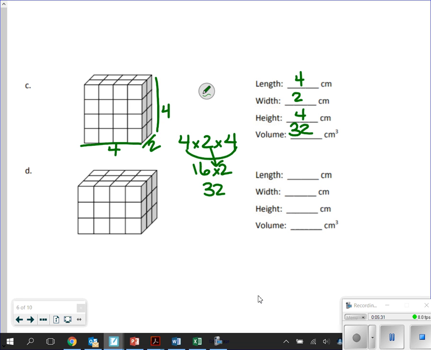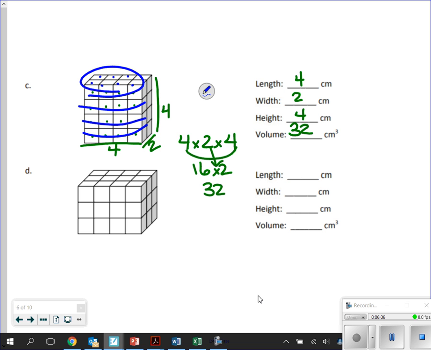You can look at this in multiple ways again, where you've got 1, 2, 3, 4, 5, 6, 7, 8, 9, 10, 11, 12, 13, 14, 15, 16. 16 in the front, 16 in the back. 16 and 16 is 32. Or 1, 2, 3, 4, 5, 6, 7, 8. You've got 8 here, 8 there, 8 there, 8 there. 8 times 4, 32. No matter what, you've got 32 cubes there.